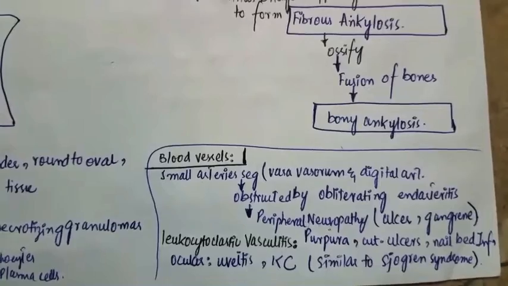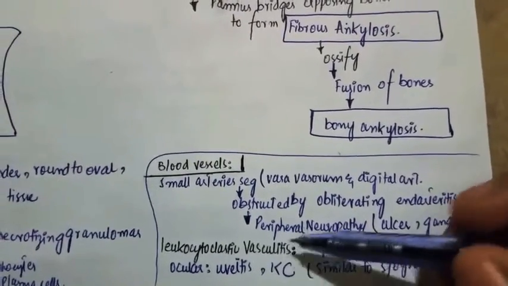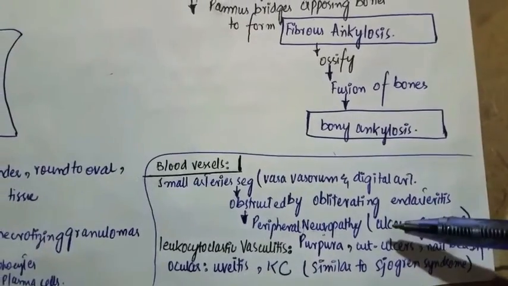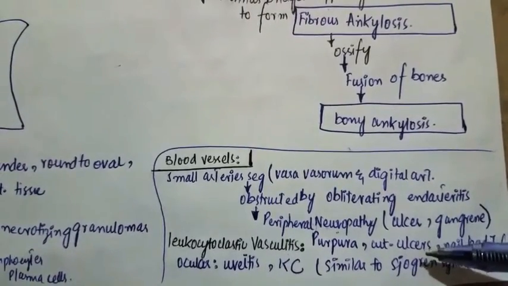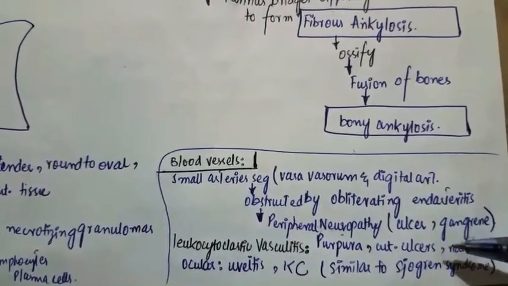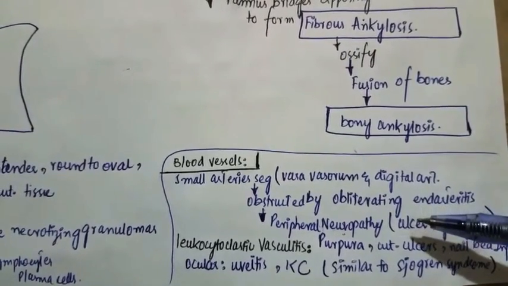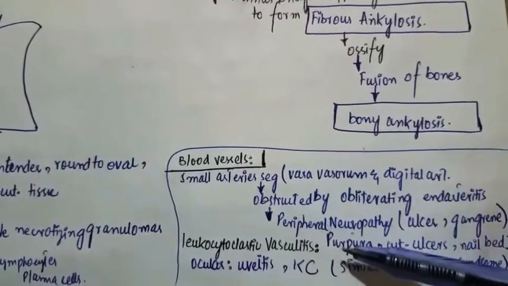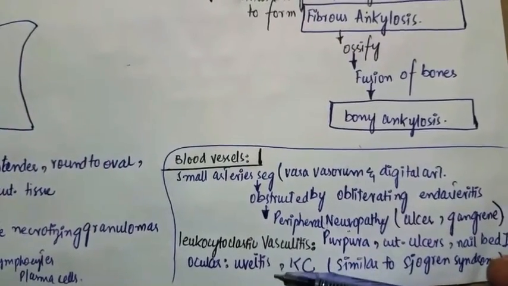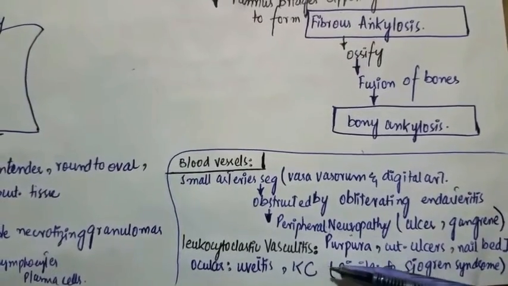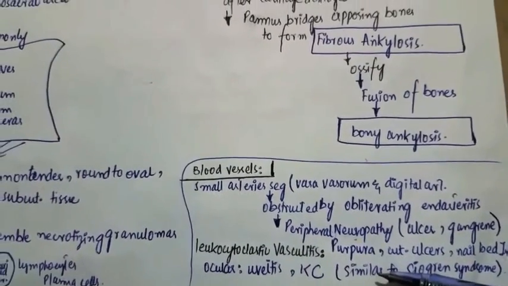Other than the acute necrotizing vasculitis, there is a leukocytoclastic vasculitis, which leads to the formation of purpura, cutaneous ulcers, nail bed infections, and we can also see ocular changes. We can see ocular changes in the leukocytoclastic vasculitis like uveitis and keratoconjunctivitis, and these changes are similar to Sjogren syndrome.